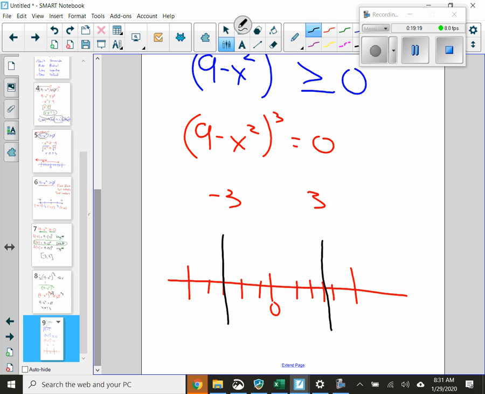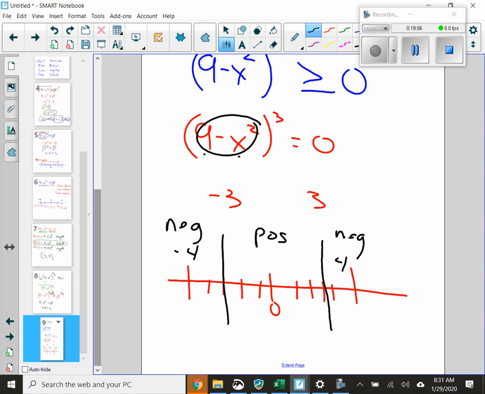I'm really going to end up with the exact same result again, because if I test, say, -4, I know that this is going to be 9 minus 16. It's going to be a negative number in here. And when I cube a negative number, this is going to be negative. If I test 0, this is going to be 9 cubed. It's going to be a positive number. And if I go back over here and test +4, again, I'm going to have 9 minus 16, a negative number cubed is negative.